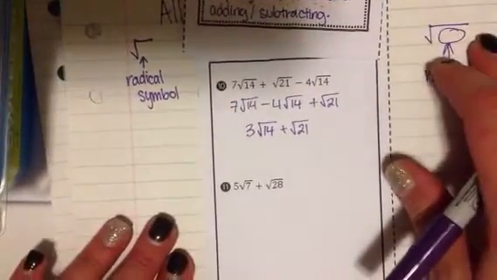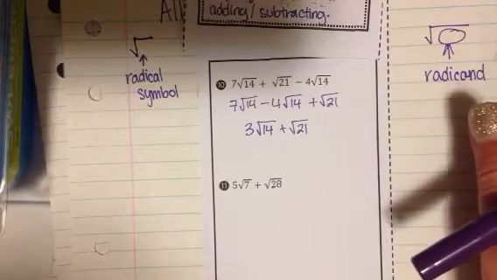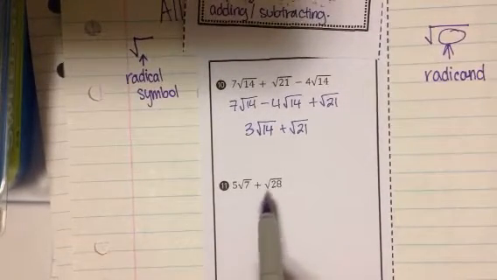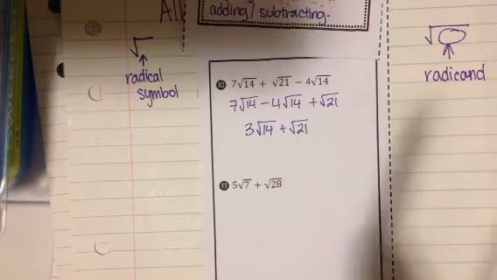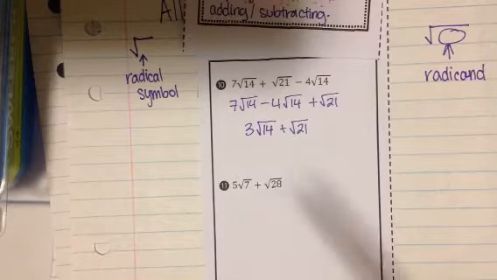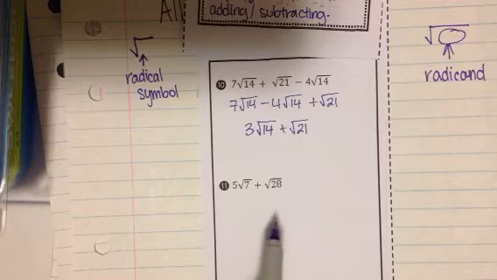Let's take a look now at number 11. We have 5 times the square root of 7 plus the square root of 28. Well, right now they do not look like they are like radicals. But we did say that sometimes you may need to simplify the radical before you can add or subtract. So let's go ahead and take a look at square root of 28 and see if we can simplify this at all.